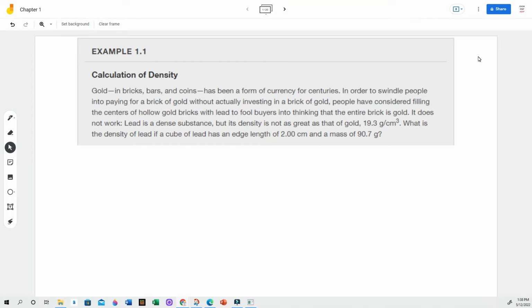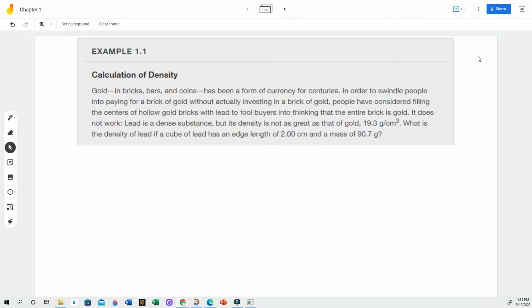We are going to be working the Chapter 1 problems in the OpenStax Atoms First textbook. Now we will do both the example and the check your learning problems in this chapter. Let's get started with example 1.1.